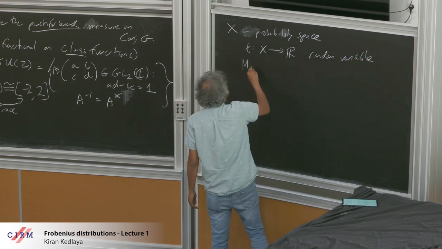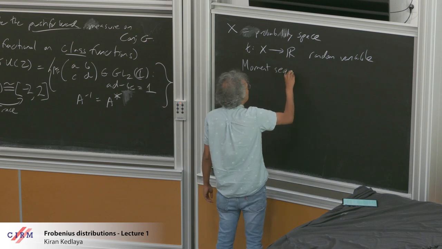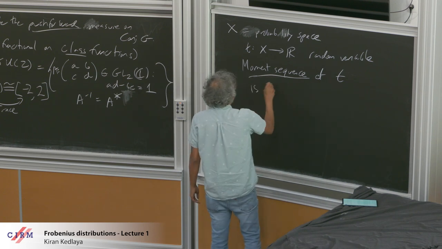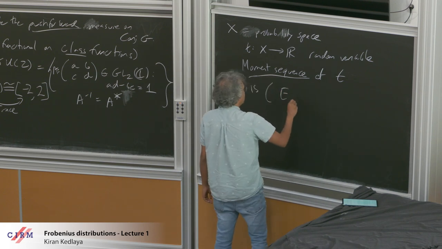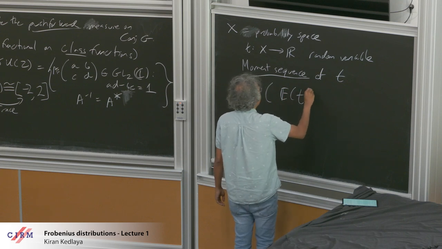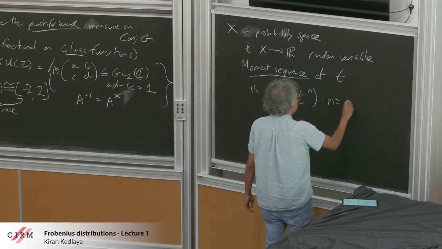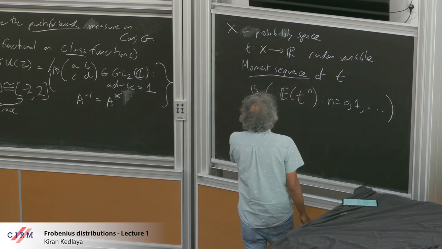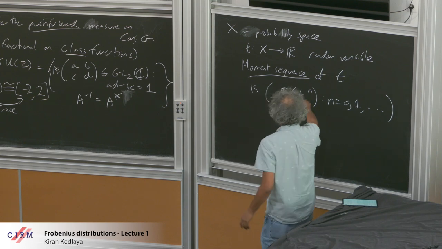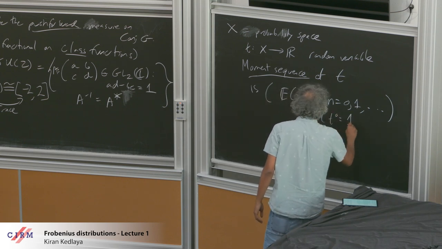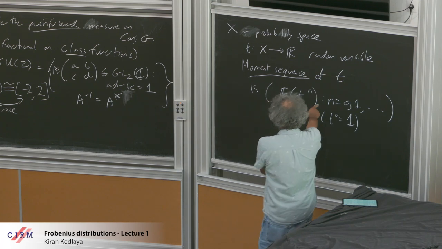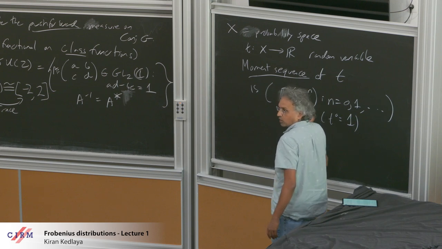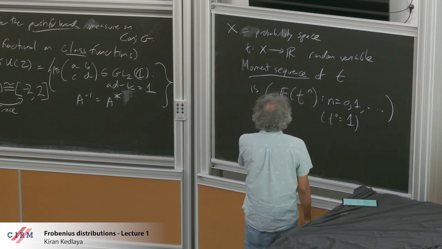The moment sequence of T is the following. You take the expectation of T to the n for all n, where T to the 0 is interpreted to be 1. So you start with a 1. The 0th moment is always 1. But then you take the expected value of T, the expected value of T squared, and so on.